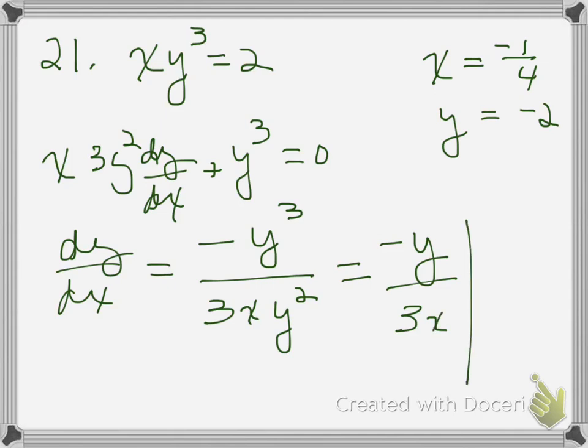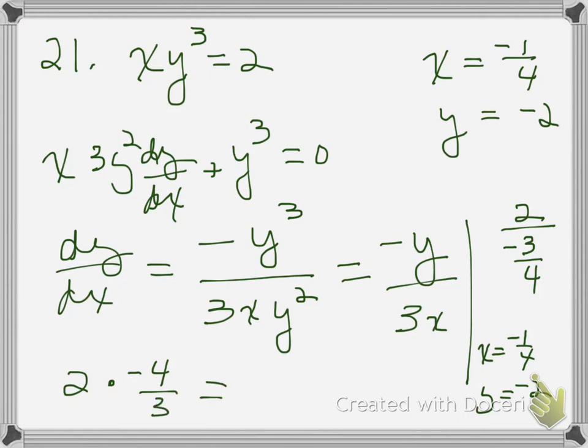And I'm going to evaluate that where x equals negative 1/4 and y equals negative 2. So negative over negative 2 is a positive 2, and that's going to be a negative 3 times 1/4, which is a negative 3/4. So what do I do with that? You never really divide fractions, so you would say 2 times a negative 4/3. So I get a negative 8/3 for my slope, where x is negative 1/4 and y is negative 2. Okay, let's do 23.